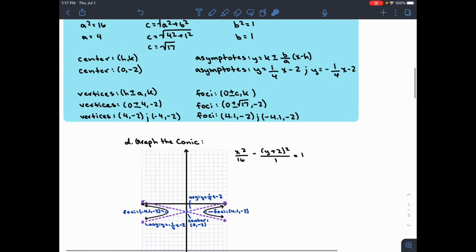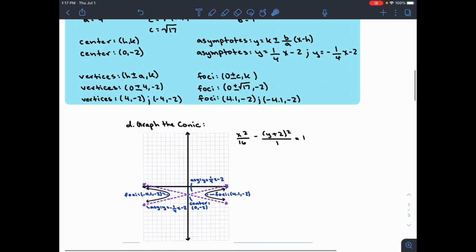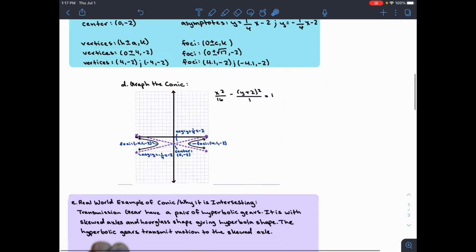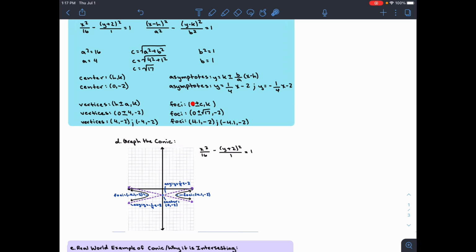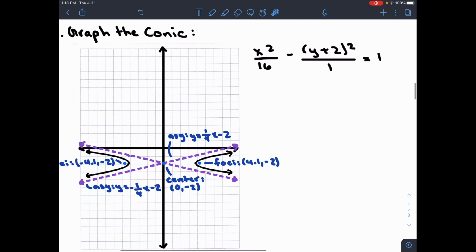To find the center, we do h, k, and we already got that from this here, and we know that it's 0, -2, and we graph that. Next, we can do the foci, which is 0 plus or minus c, k. We already found c, which is the square root of a squared plus b squared, which is the square root of 17, and k is -2. When we simplify, we get that 4.1, -2 and -4.1, -2 are our foci, so we can graph that.